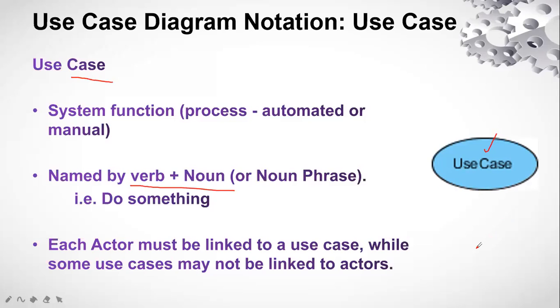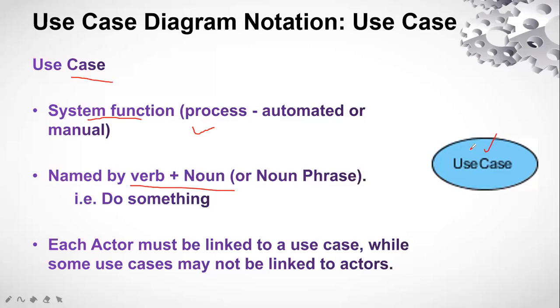If there is a library system, in the library system I have requesting for a book, issue a book. So issue a book is one use case, return the book is another use case, adding of book is another use case, and so on and so forth. So these are forming the use cases. They are basically the system functions. That means any process that is automated or manual has to be defined in use case.